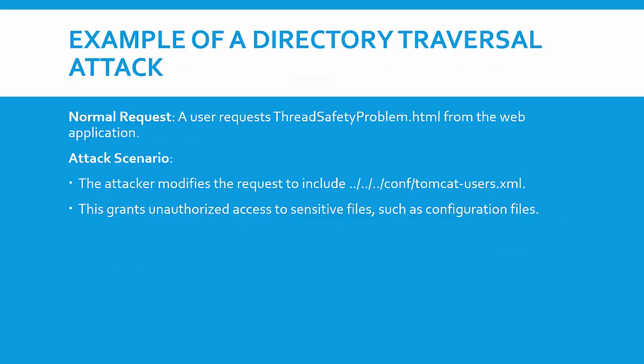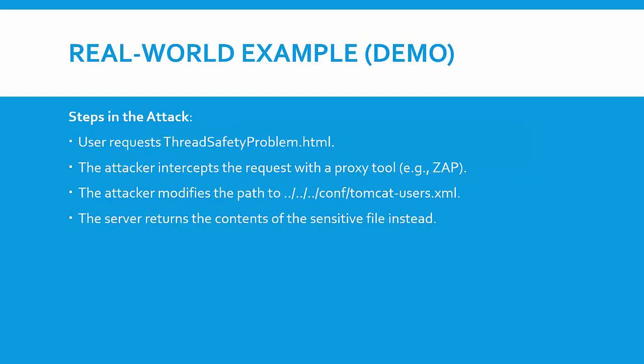Here's an example. A user is supposed to access a regular file, but an attacker modifies the request to include directory traversal characters, gaining access to sensitive files like Tomcat users XML. An attacker uses a tool like ZAP to modify the request path and successfully accesses sensitive configuration files by navigating outside the intended directory.